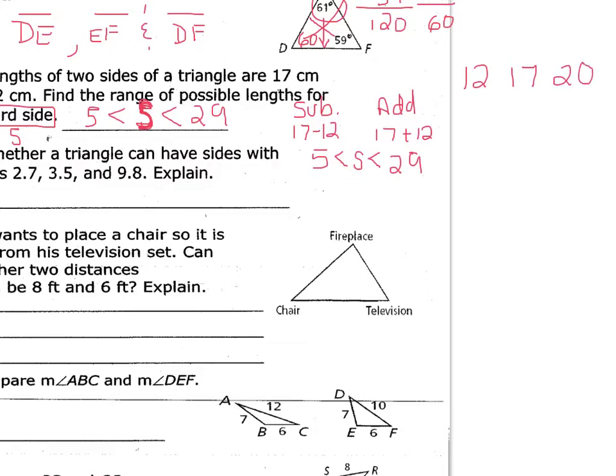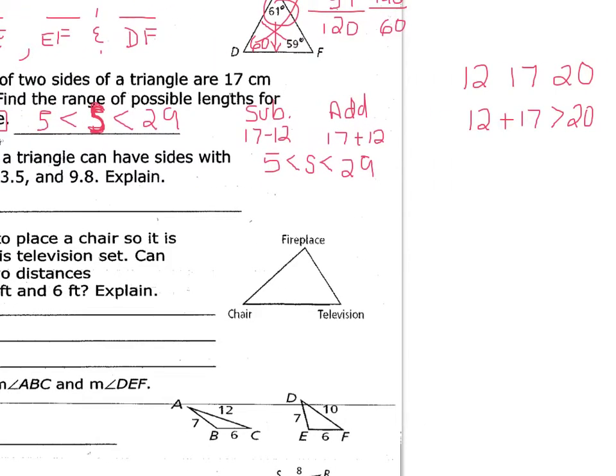How do I check to see if it's possible to have a triangle with those 3 sides? Add 2 of the sides, and that has to be more than the other side. It's not the square and stuff like that. No. It's just add 2 sides, and that has to be more than the third side. So is 12 plus 17 greater than 20? Yes, it is, right?